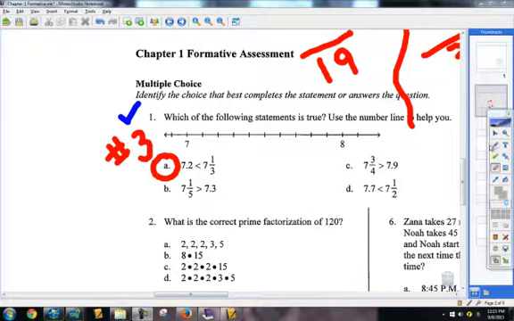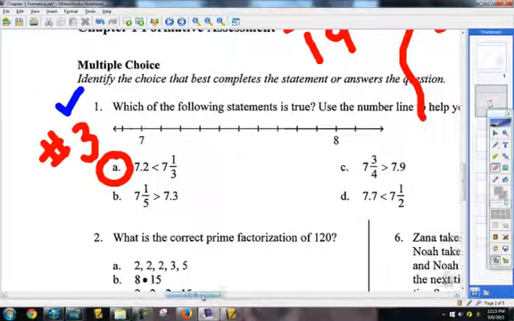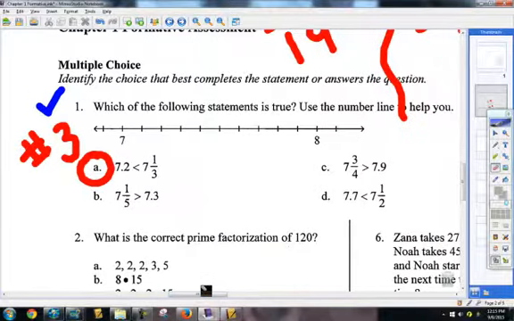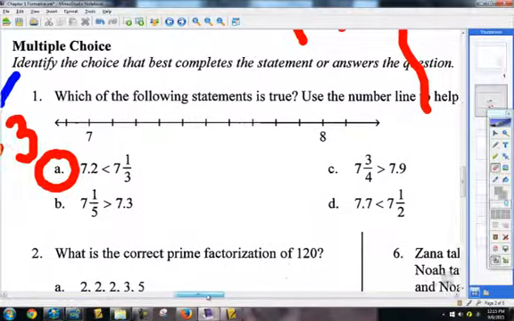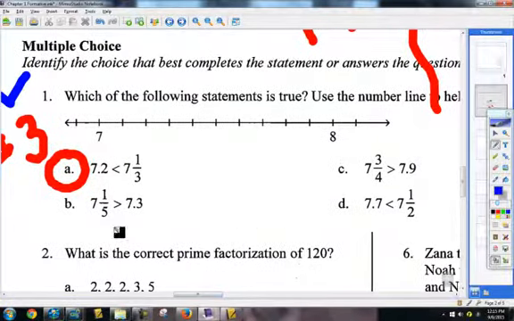All right, so number 1 was letter A, so you should have given yourself a check or an X on learning target number 3, right? Okay, now let's go through the process on how I expect you to tackle a question like this, because this is a decimal, this is a mixed number.